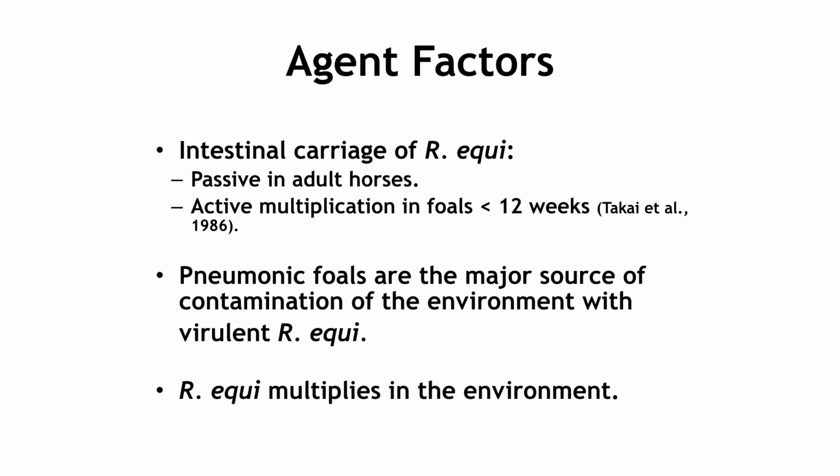Whereas in foals less than 12 weeks of age, it multiplies within their system. And that's due to their immune system being immature and allowing that organism to multiply. Foals with pneumonia are the major source of contamination of the environment with virulent Rhodococcus. So there's two forms of Rhodococcus. There's the virulent form, which is the one that causes pneumonia and disease, and there's an avirulent form as well.